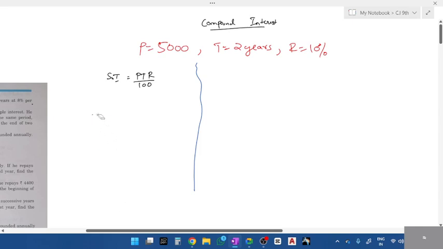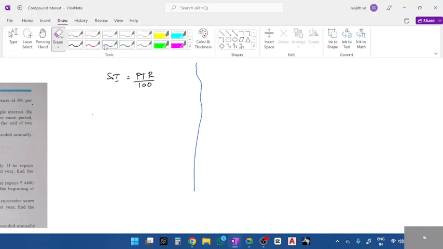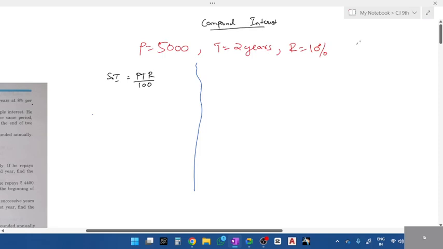What if it is for a 6 month calculation, half yearly? The time period is half year. So what's the formula for half year? Can you tell me? N is equals to 2 into T, R is equals to R by 2, right? And this is for both simple interest and compound interest, we change the value.